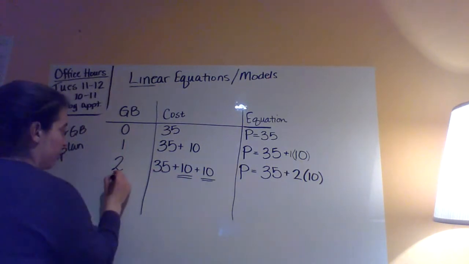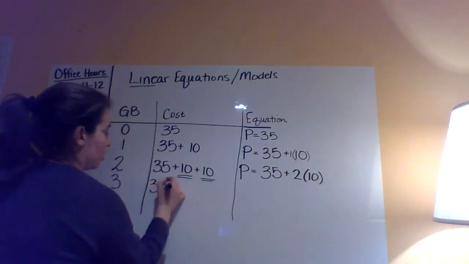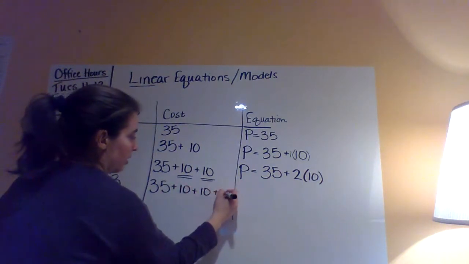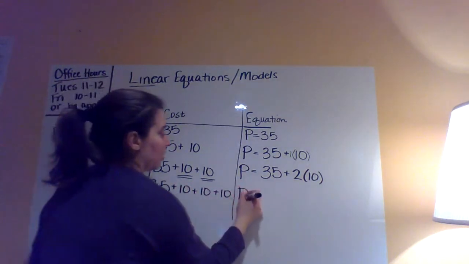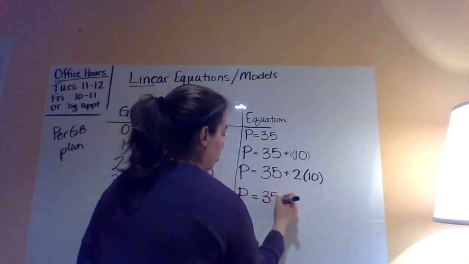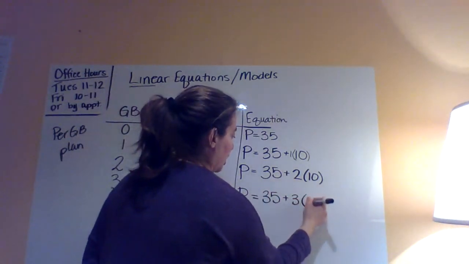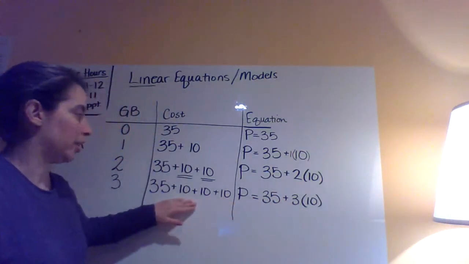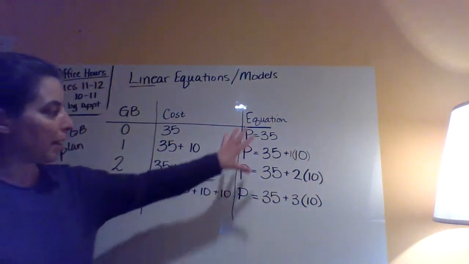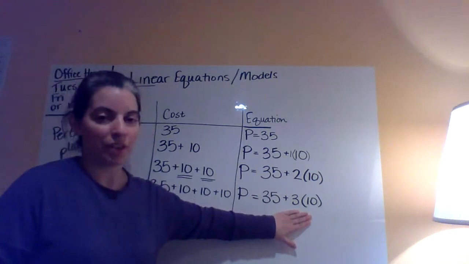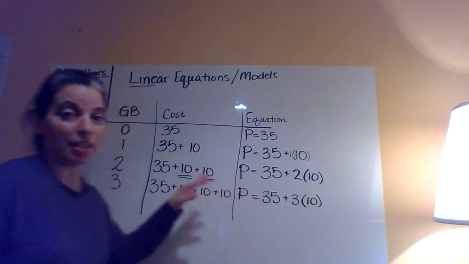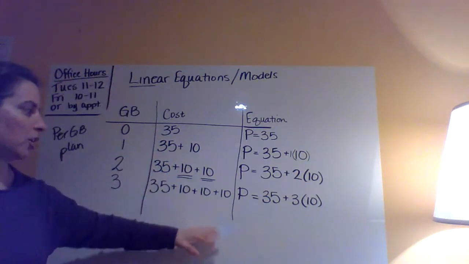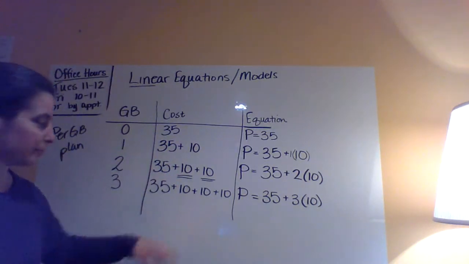So if we have 3 gigabytes, we have 35 plus 1 gigabyte, 2 gigabytes, 3 gigabytes. So the price is going to be 35 plus 3 times 10, right? This is 30. This is 30. The reason I want to write it like this is we can kind of see the pattern here. Now you can see a pattern here also, but I'll show you why it would get a little bit hard to use or impossible to use.